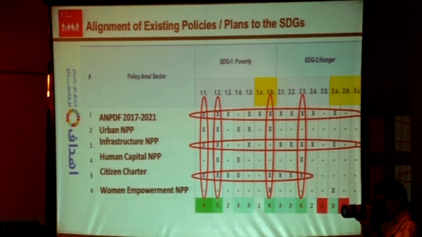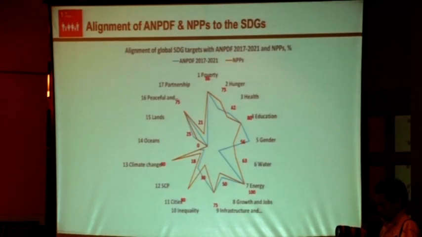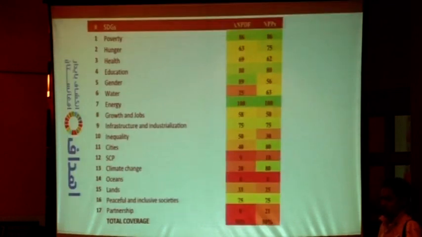And this is the methodology that we used for all those NPPs, or national priority programs. You can see at the right the targets that we have aligned with the NPPs and also with the NPDF. Here is also the percentage of alignment of each goal with our national priority programs in the country.